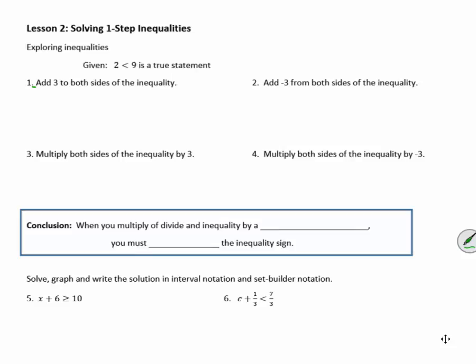Well, I want to know, what happens if I add 3 to both sides? Well, 2 plus 3 is 5. 9 plus 3 is 12. That is still a true statement. All right, so I can add things to both sides. I can add a positive anyway. Let's see what happens if I add a negative 3. So 2 plus negative 3 is negative 1. And I want to know, is that less than 9 plus negative 3, which is 6? All right, so I'm going to label true, true.